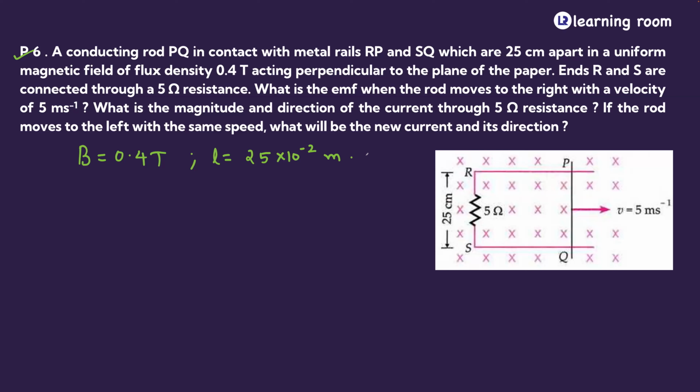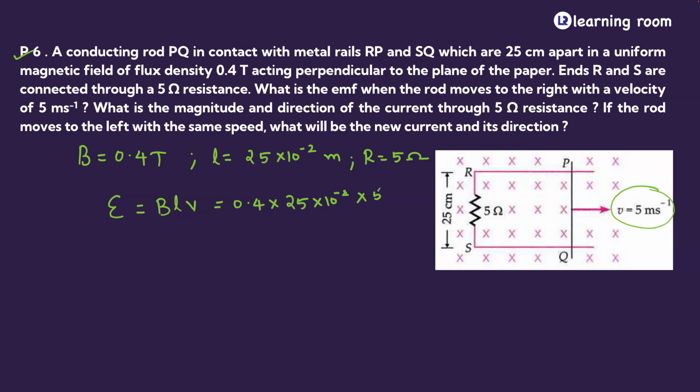Now, there is a resistance of 5 ohm that is connected between the points R and S, right? What is the EMF when the rod moves to the right with a velocity of 5 meter per second? So the rod is moving to the right with a speed of 5 meter per second. What is going to be the EMF induced in it? So EMF is equal to B into L into V. So B is 0.4 into length is 25 into 10 power minus 2 into what is the speed with which it is moving? It is moving with the speed of 5.